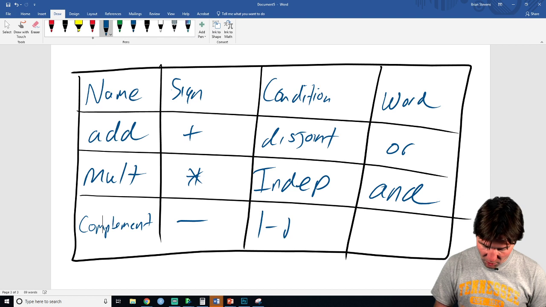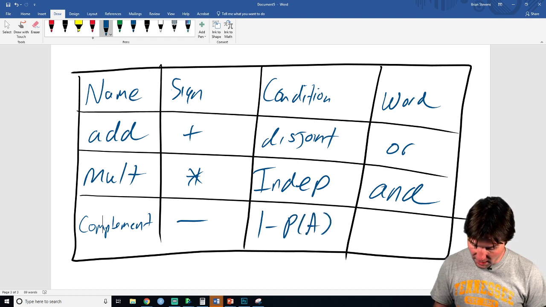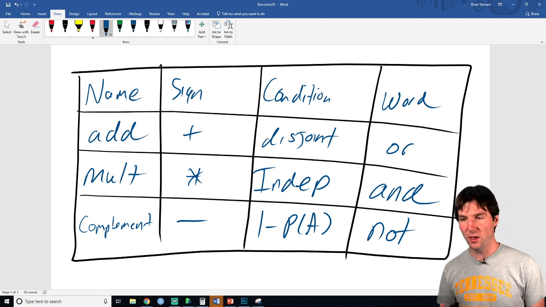We just do 1 minus the probability of A. And the word is "not." I like to say not, like not the event. Does that make sense right there?